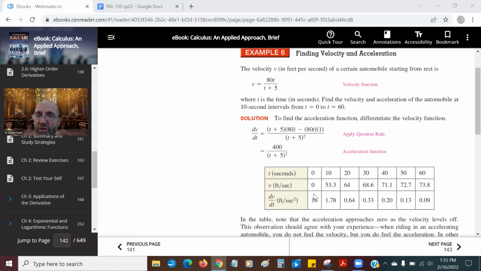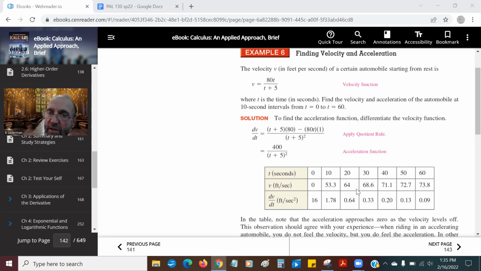Now, if you notice, the initial velocity is 0, but that first oomph gives an acceleration of 16. It's a very big acceleration, because when you start driving a car, there's that first jolt. After 10 seconds, the acceleration is 1.78, then it becomes 0.64, 0.33, 0.20. You see the acceleration gets pretty close to 0. But the velocity actually increases as time goes on because it is still accelerating. After 10 seconds, you're going 53, and then 64, then 68, and 71.